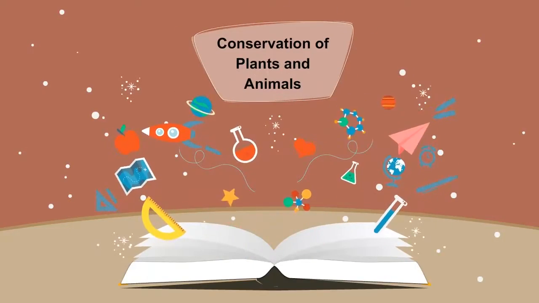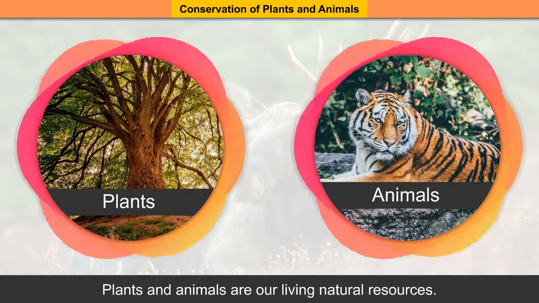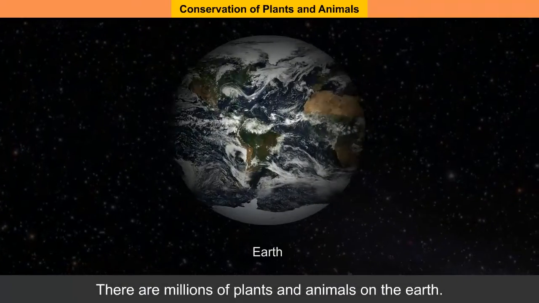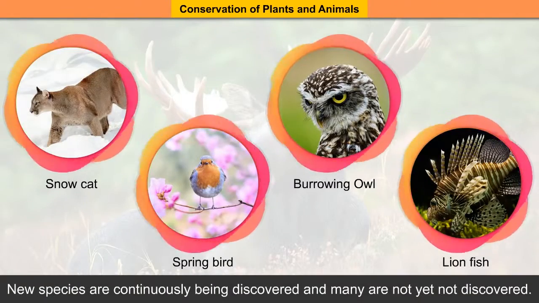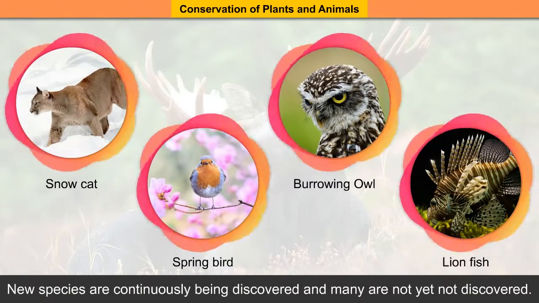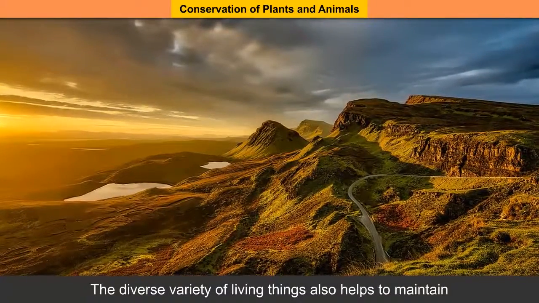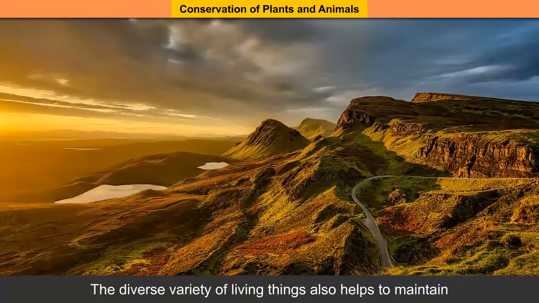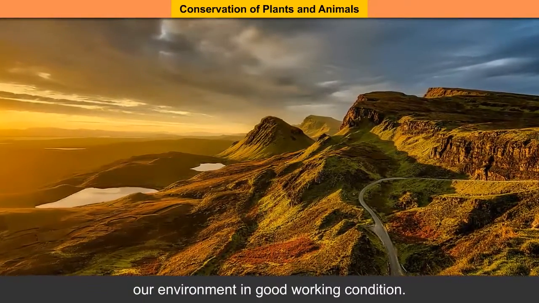Conservation of plants and animals. Plants and animals are our living natural resources. There are millions of plants and animals on the earth. New species are continuously being discovered and many are not yet discovered. The diverse variety of living things also helps to maintain our environment in good working condition.